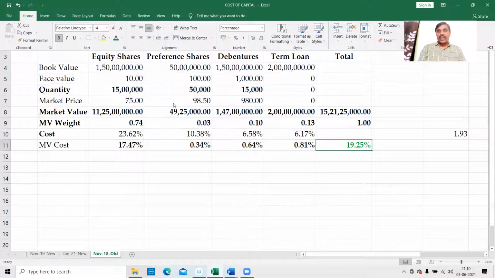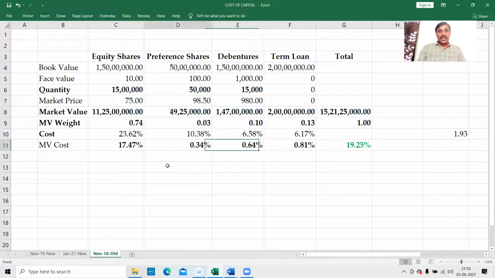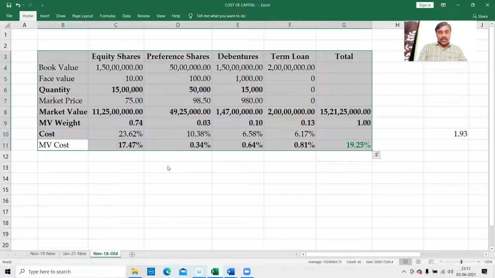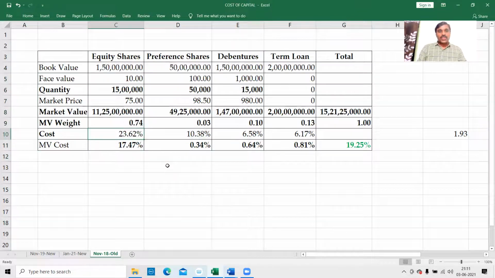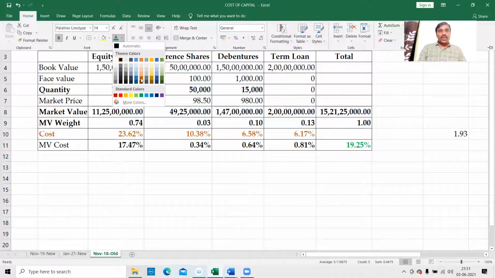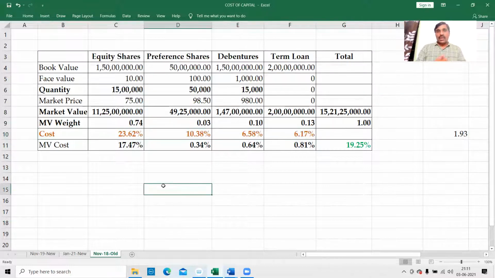Cost of capital using market value weights. So this is the market value weights. Use the same standard format for calculating the cost of individual components. Use working notes for calculating the cost of individual components. The remaining will come from the table. If you follow the same table, you will get the remaining points. Okay, market value based cost.